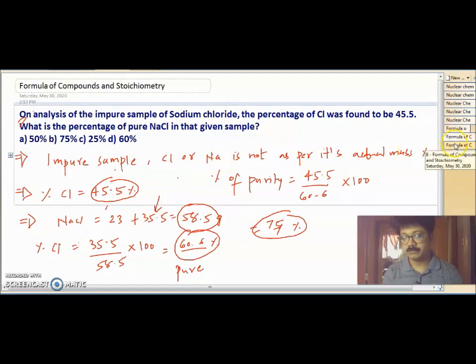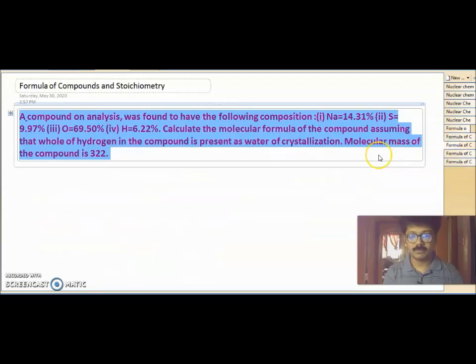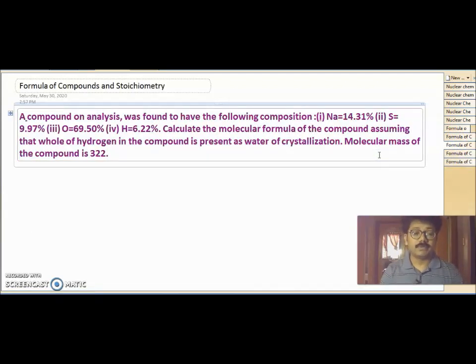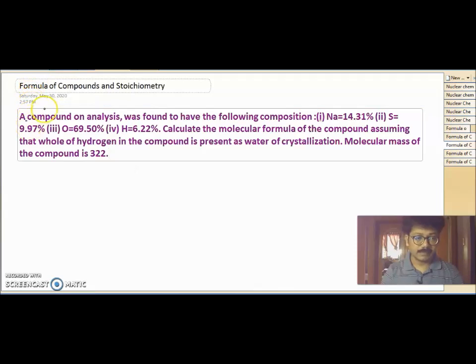Now let's go for the third one. A compound on analysis is found to have the following composition. The percentage composition is given, and they are asking to find out the molecular formula. Okay, now see, it is a simple numerical of empirical formula and molecular formula. But what is the difference?